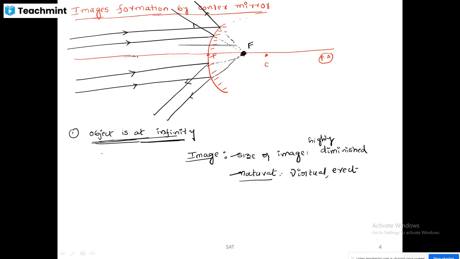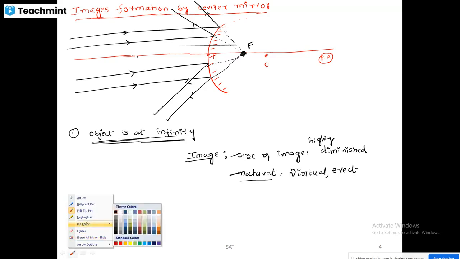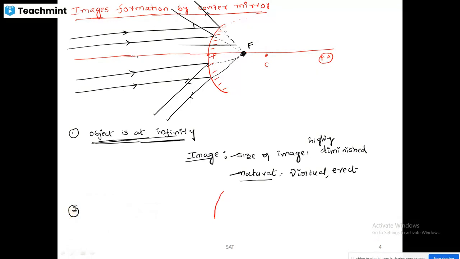In the case of the convex mirror, the second case. What is the second case here? Now I move the object towards the mirror. So first take a convex mirror. This is a convex mirror, and this is my principal axis, the principal axis of a convex mirror. This is the pole. This is the center of curvature.